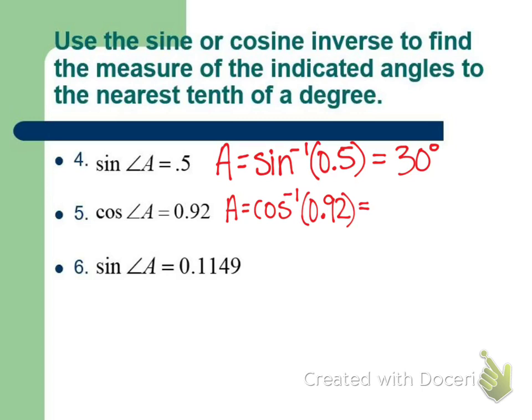All right, Jaden, what is it? 23 degrees. Perfect? No. Rounded to the nearest tenth? It's 23 rounded to the nearest tenth? Oh, so it should be 23.1.